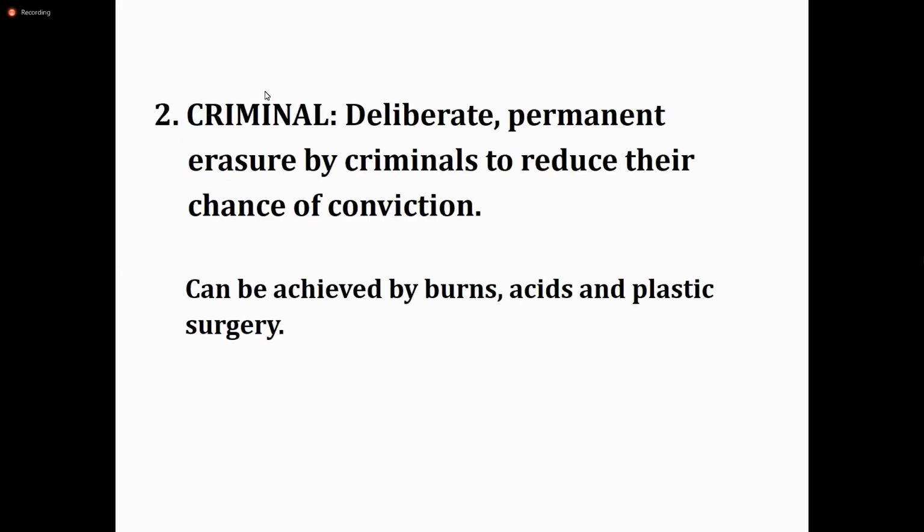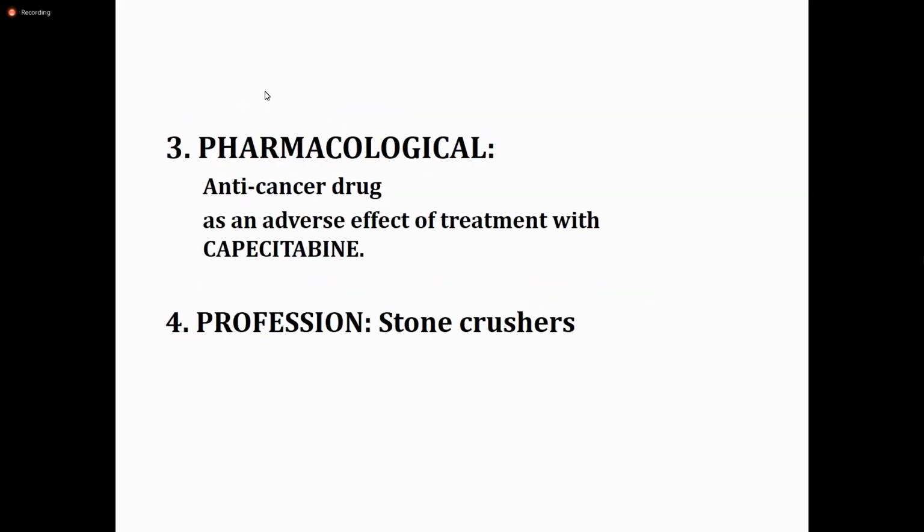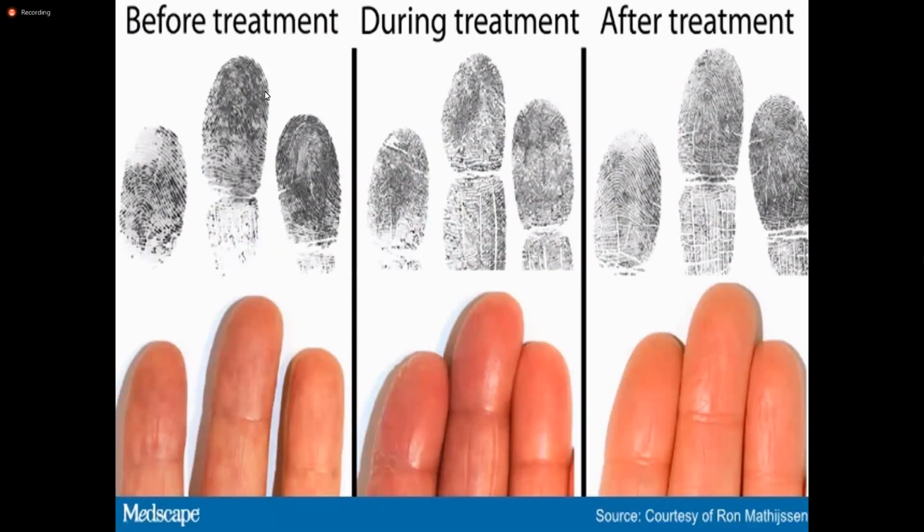Okay. Then criminal deliberate permanent erasure, I told you, by criminals to reduce the chance of conviction can be achieved by burns, acid, and plastic surgery, but this is just a temporary arrangement. Pharmacologically, anti-cancer drugs can have an adverse effect of treatment with a drug called capecitabine, and you can have a sort of an erasure of the fingerprints. Profession, the stone crushers, they have this.